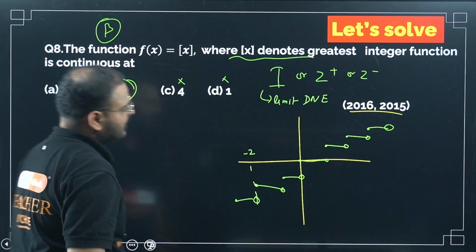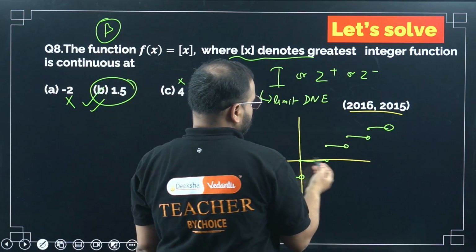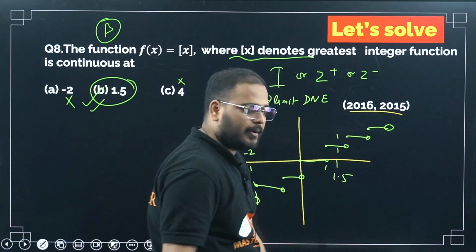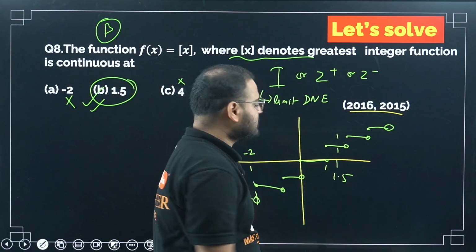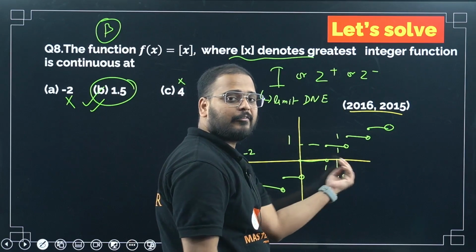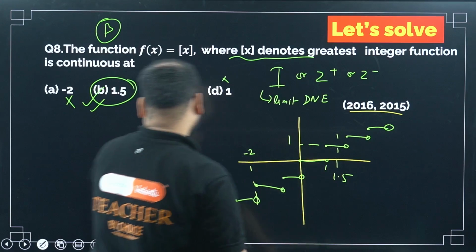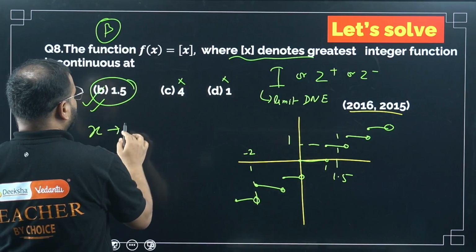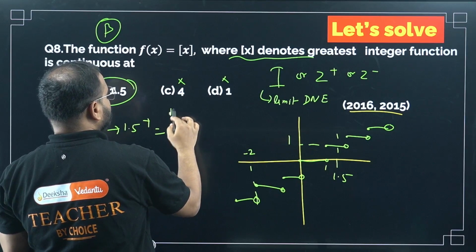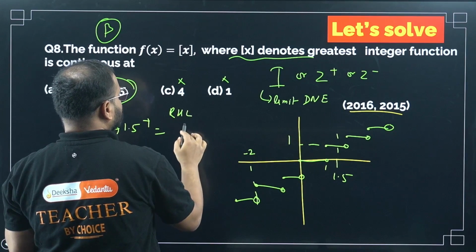Please check here. 1.5 will come where? This is 1. 1.5 will be here. Right of 1.5, what is the answer? Please check. 1 only. So when x tends to 1.5 from positive side, what is the limit? What is my RHL? RHL is 1.